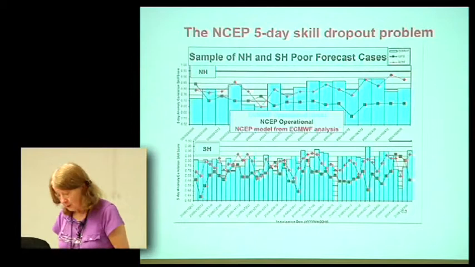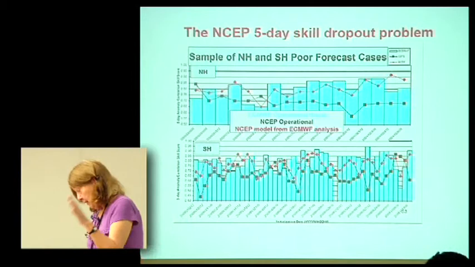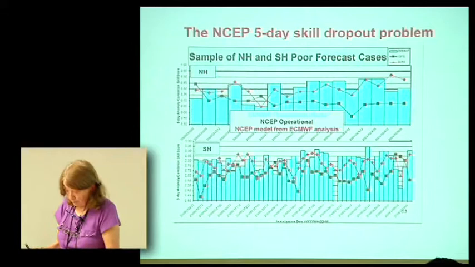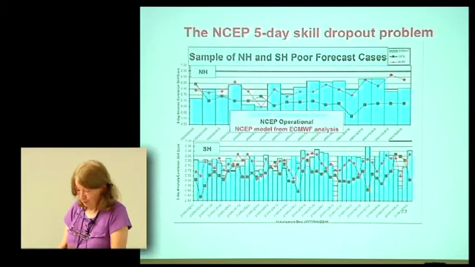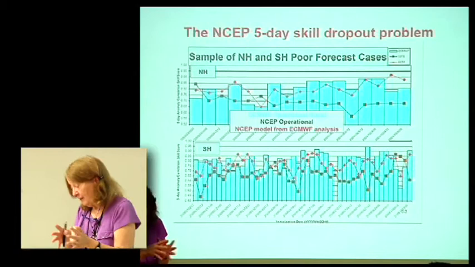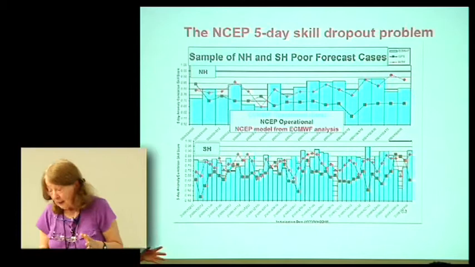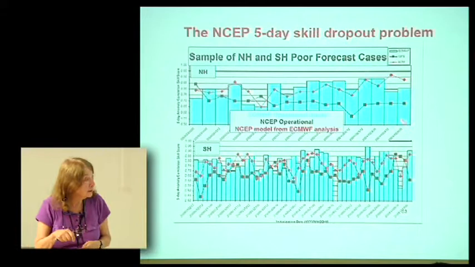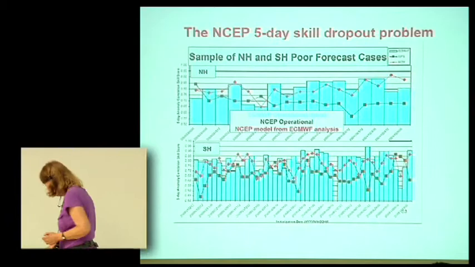And I should say, since then, in May last year, they have implemented a hybrid data assimilation. After many years of saying you should use ensemble Kalman filter, you should use ensemble Kalman filter, they finally combined the ensemble Kalman filter with the operational system in what they call hybrid. And the number of these skill dropouts became much, much smaller, like 10% of what they used to be.